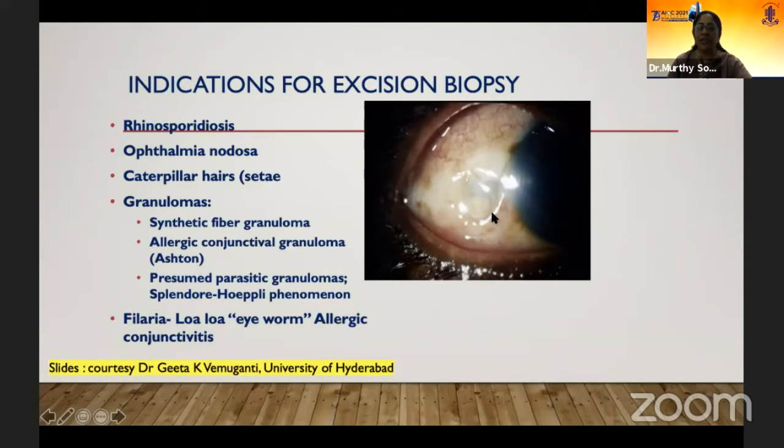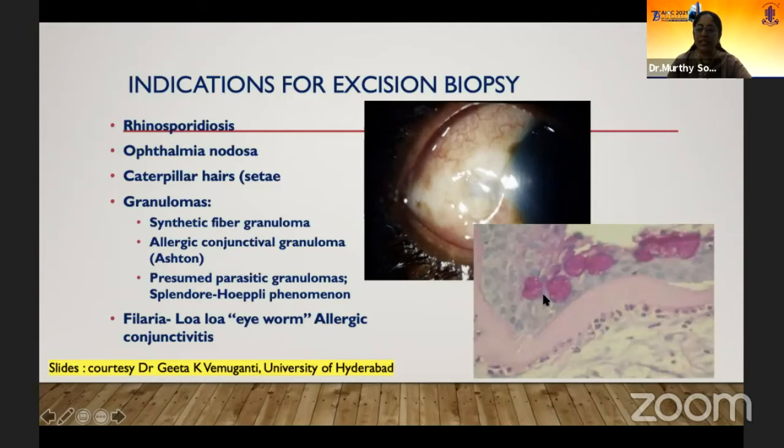You also would have multiple causes for excision biopsy, whether it's rhinosporidiosis or ophthalmia nodosa, or sometimes even caterpillar hairs, which go and lodge into the subconjunctival area, causing granulomas. You have other causes of granuloma due to cotton fibers or synthetic fibers, allergic response, and those that happen after the death of the parasite. That's the Splendore-Hoeppli phenomenon.